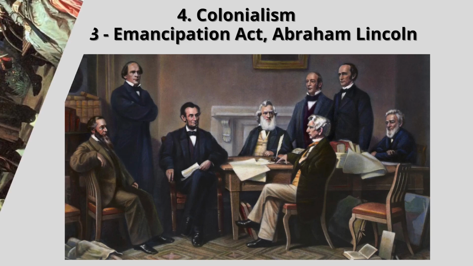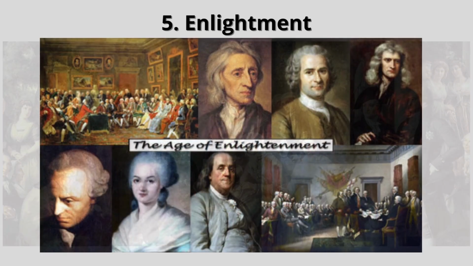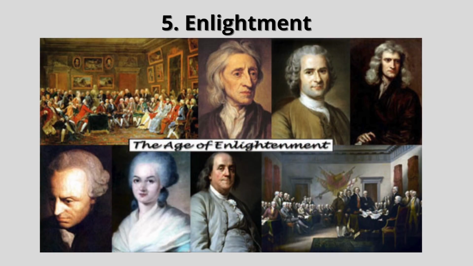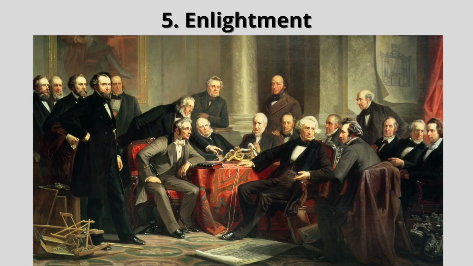Point number 5. Enlightenment. In the 17th and 18th centuries, a profound intellectual revolution called the Enlightenment took place in Europe. Thinkers and philosophers such as John Locke, Jean-Jacques Rousseau, and Montesquieu developed theories about natural rights and individual freedom. They wrote works on governance, politics, and state establishments. Intellectual development during the Enlightenment is considered the main inspiration for the creation of the United States, the American Revolution, the American Constitution, and the French Revolution.